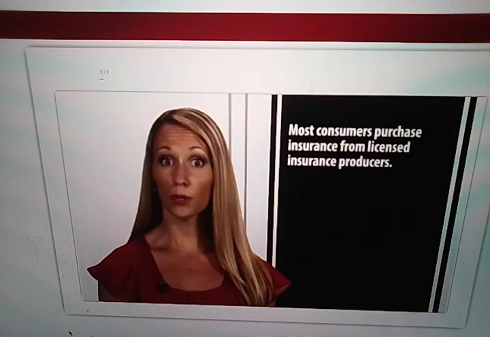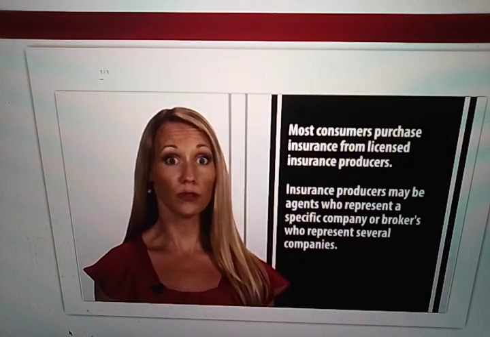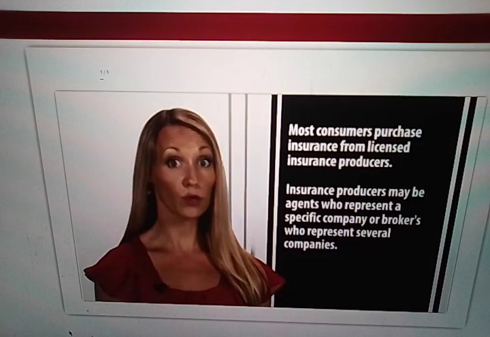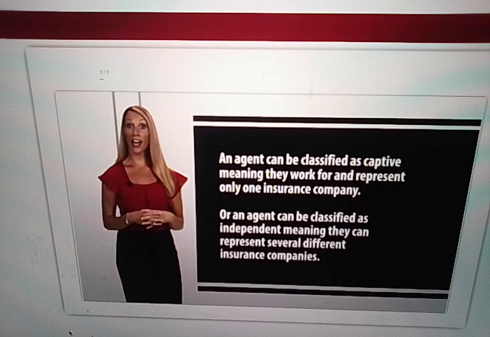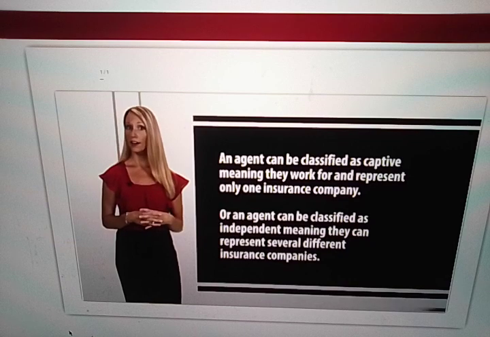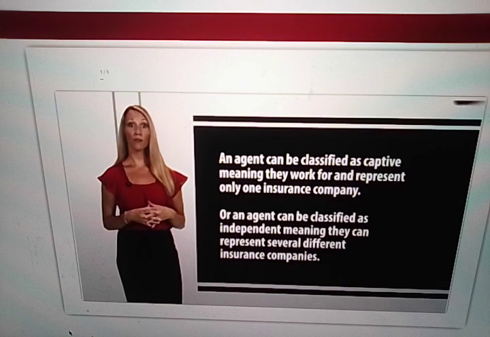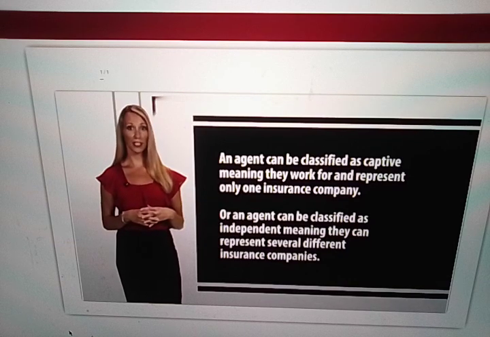How insurance is sold. Most consumers purchase insurance from licensed insurance producers. Insurance producers may be agents who represent a specific company or brokers who represent several companies. An agent can be classified as captive, meaning they work for and represent only one insurance company, or independent, meaning they can represent several different insurance companies.